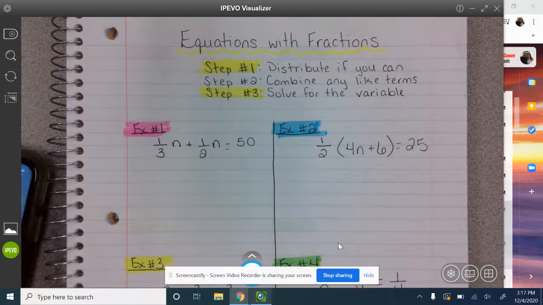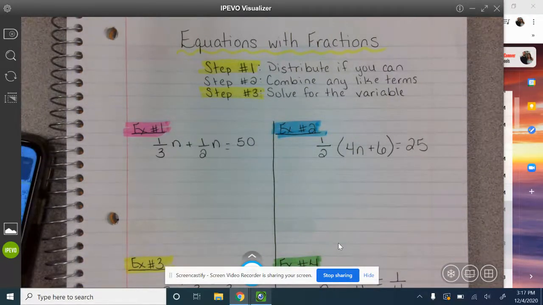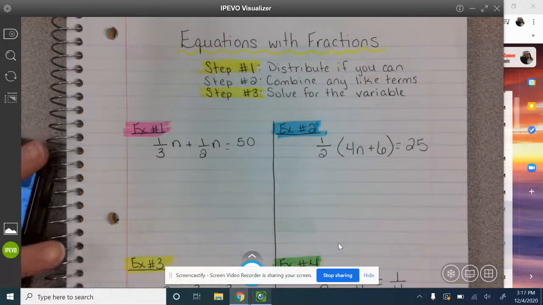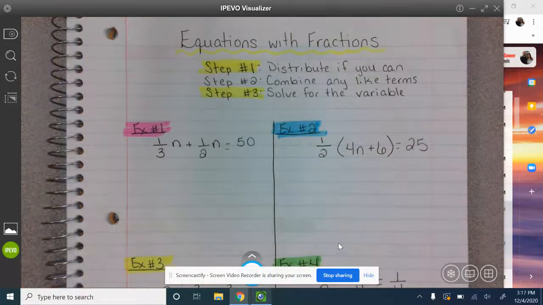Okay, today's examples are on solving two-step equations that have fractions in them. So some of you are a little uncomfortable with fractions, but there's no need to be nervous, okay? We're going to go through this step by step together. You're going to be able to solve this, I promise.